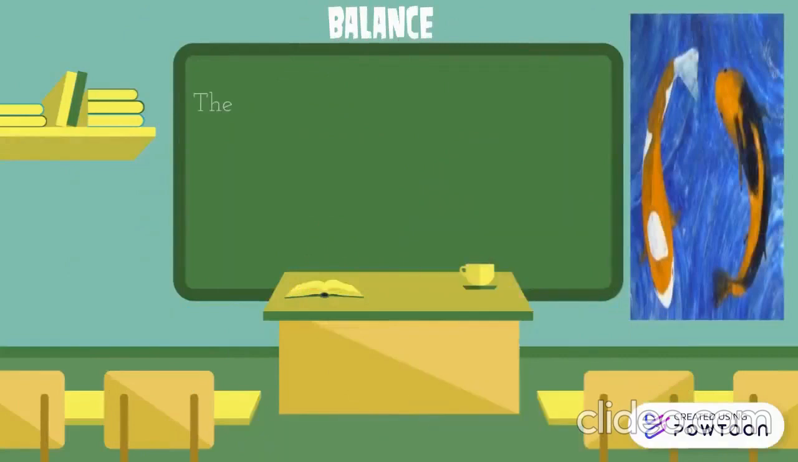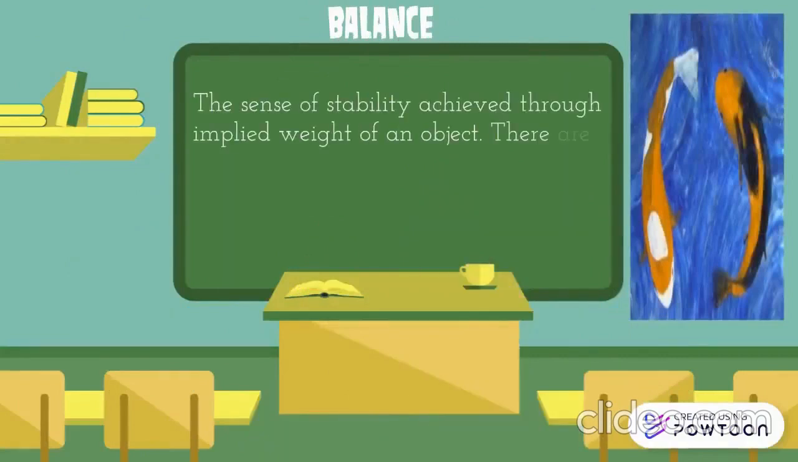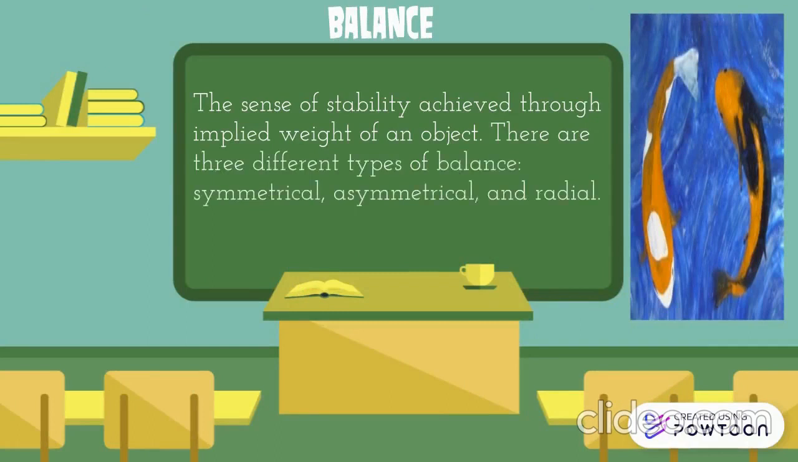Balance is the sense of stability achieved through the implied weight of an object. There are three different types of balance.